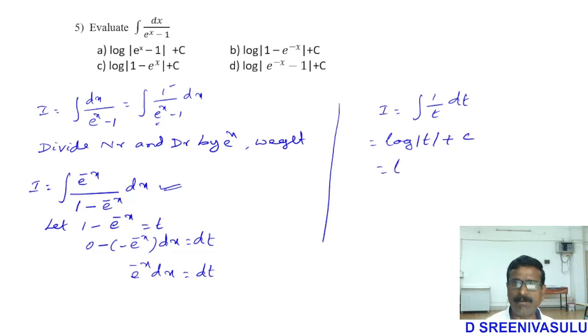This is log mod t. What is the t value? T value is equal to 1 minus e power minus x. So it is log mod 1 minus e power minus x plus c. You may observe which option is correct one. Option B is correct one.